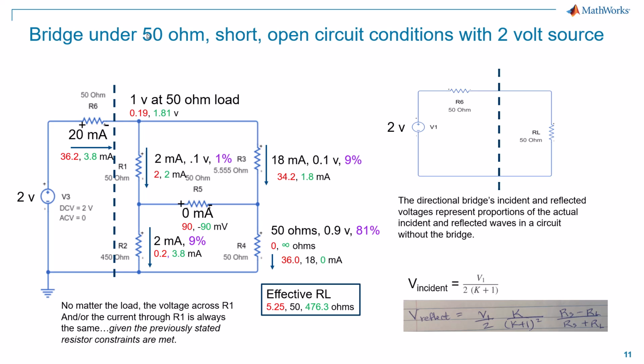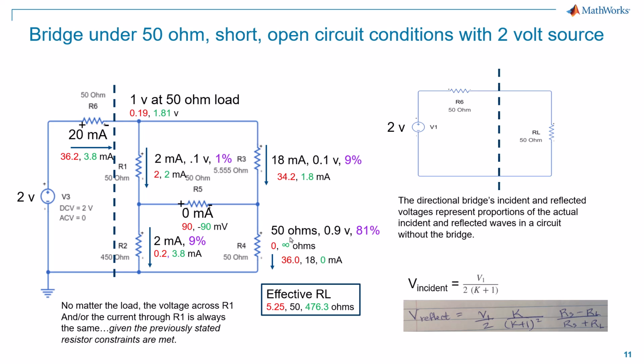So hopefully by taking these three more extreme use cases, 50 ohms bridge balance, short and open circuit, you can get a more intuitive feel for how it works. So let's start at the bridge balance state, where we're at 50 ohms at R4, our load resistor.